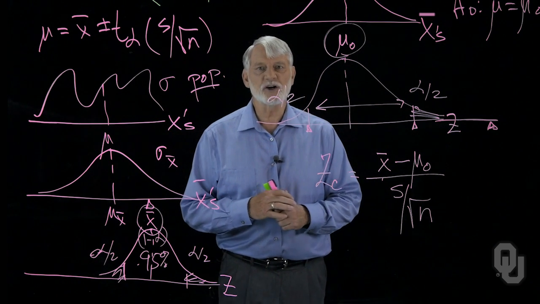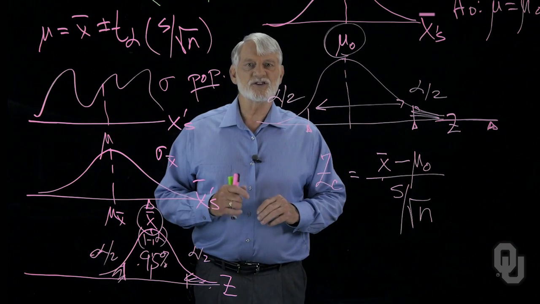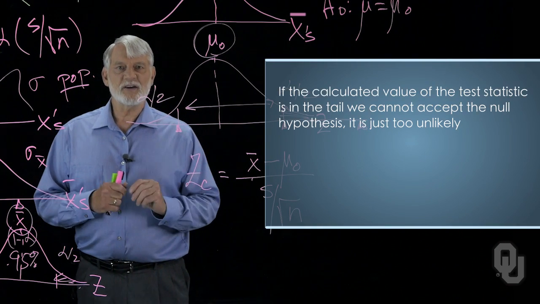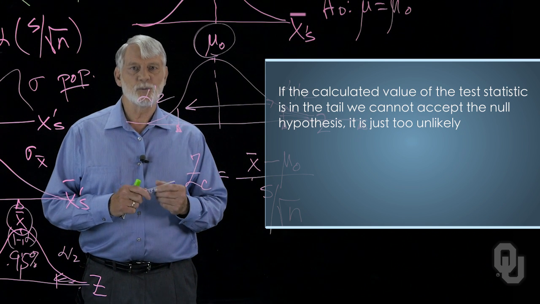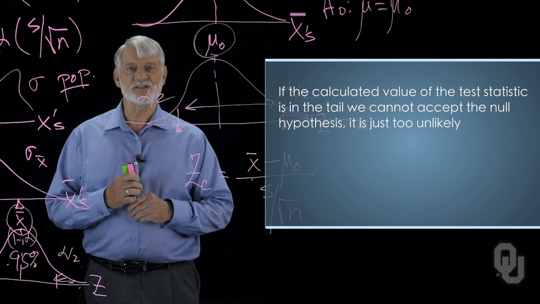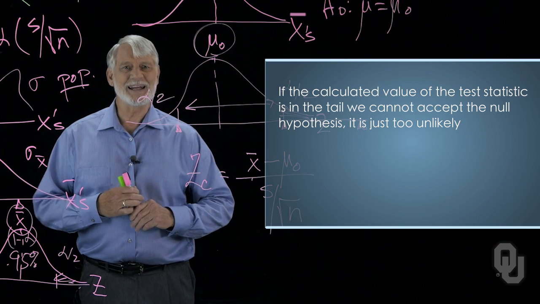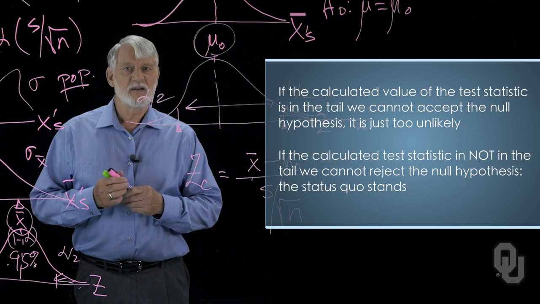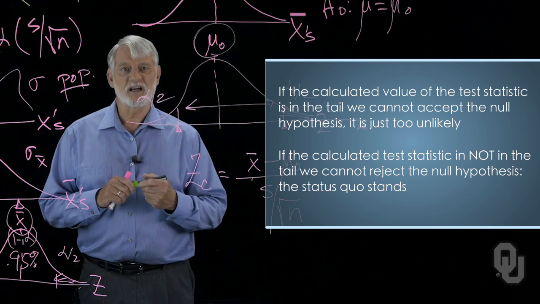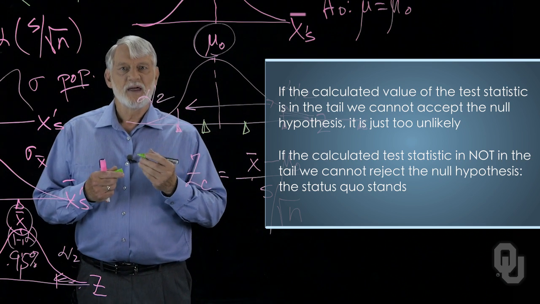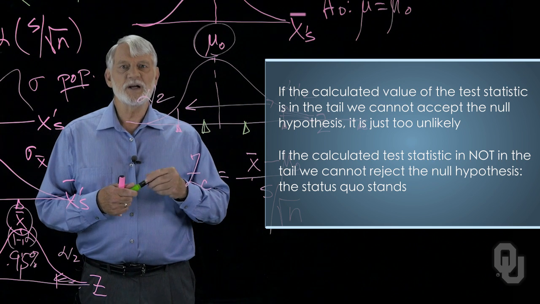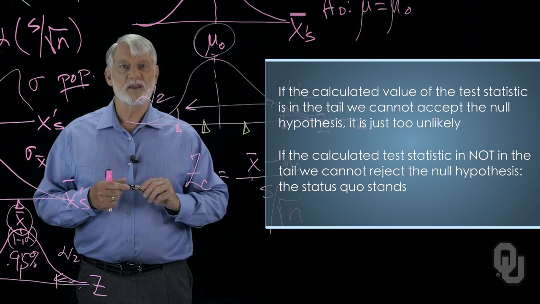And we set the probability so we know exactly just how unlikely this result is. Now we can reach our conclusion with this decision rule. If the calculated value of the test statistic is in the tail, we cannot accept the null hypothesis. It is just too unlikely. If, on the other hand, the calculated value of the test statistic is not in the tail, let's say in here someplace, okay, then we cannot reject the null hypothesis, the status quo.